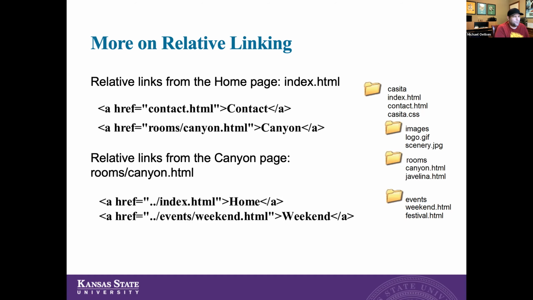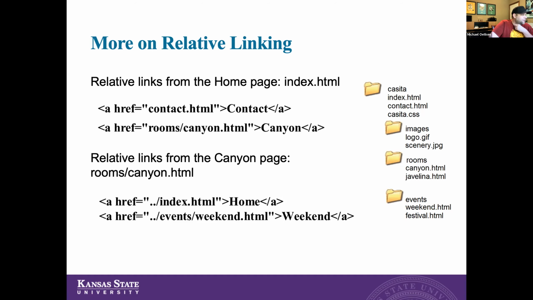We have a folder, we can just call it our main folder called Casita, and within that folder we have 3 additional folders. We have one called images, one called rooms, and one called events. Within each of those folders, we also have some HTML files, and in our images folder, we have our images. Within that main Casita folder, we have our index.html and our contact.html, as well as our style sheet.